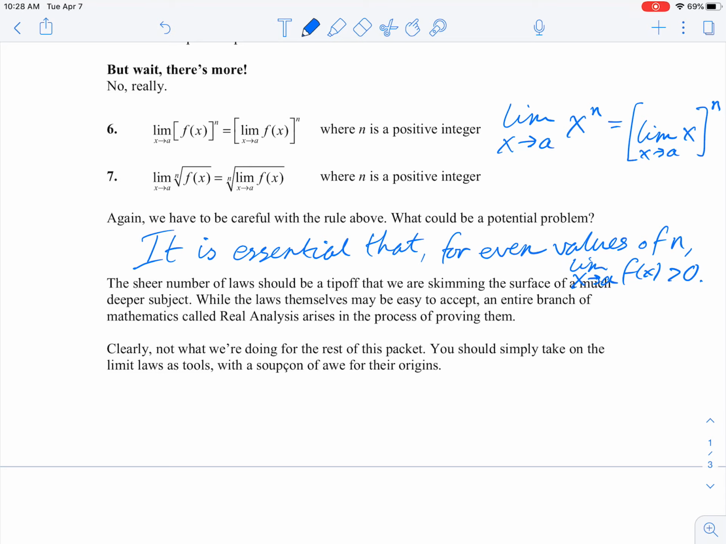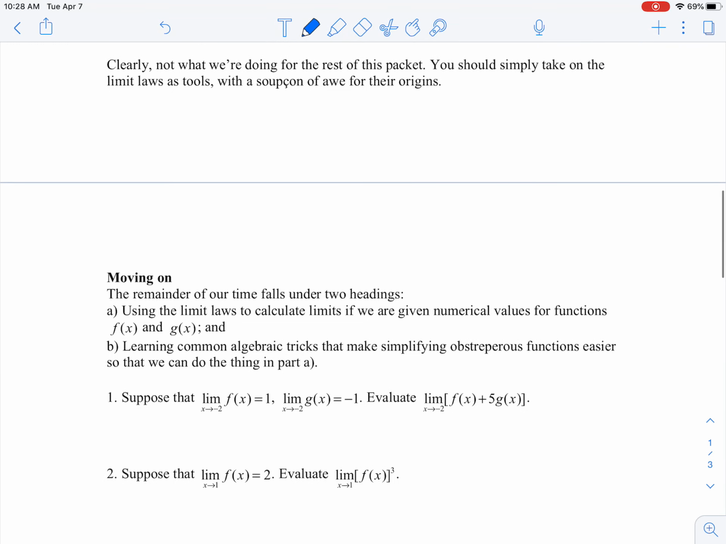Okay, I hope that you're seeing the sheer number of laws here as a tip-off. It should be a tip-off that we are skimming the surface of a much deeper subject. While the laws themselves may be easy to accept, an entire branch of mathematics called real analysis arises in the process of proving them. And clearly that's not what we're doing for the rest of this packet. You should simply take on faith, or take on the limit laws as tools with a soupçon of awe for their origins.